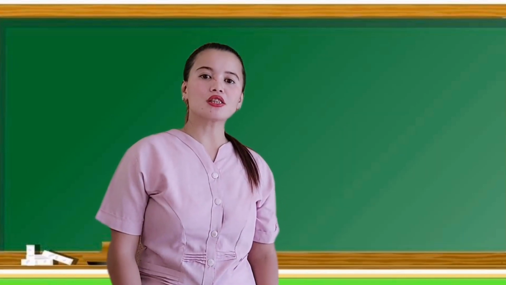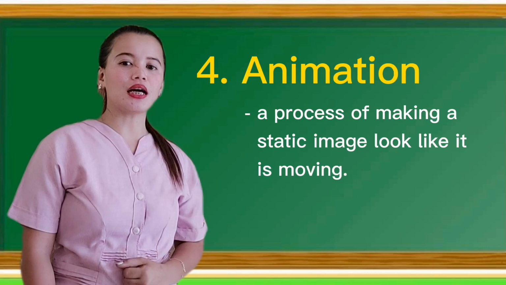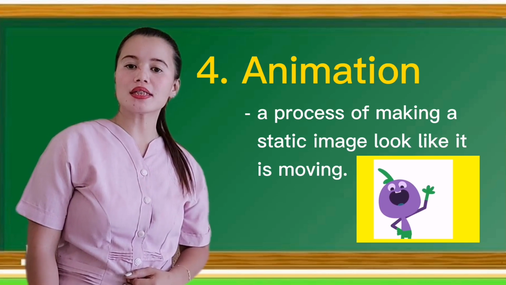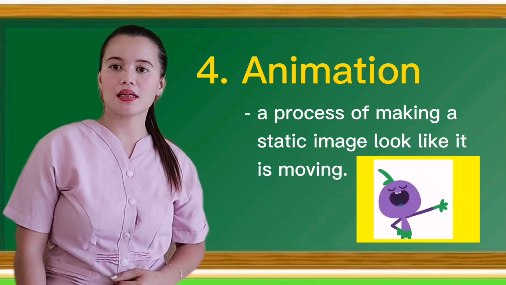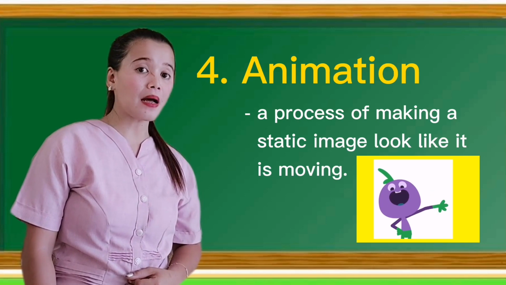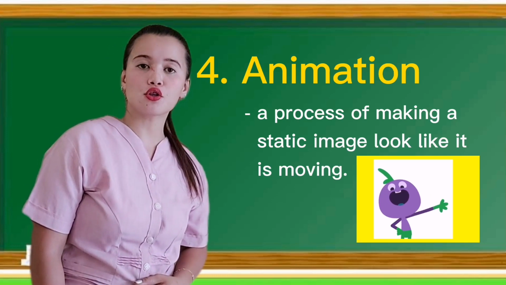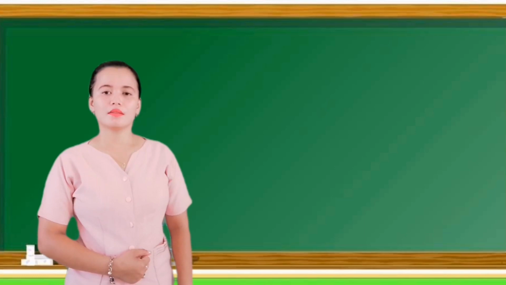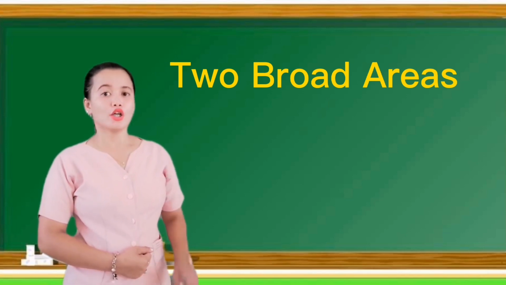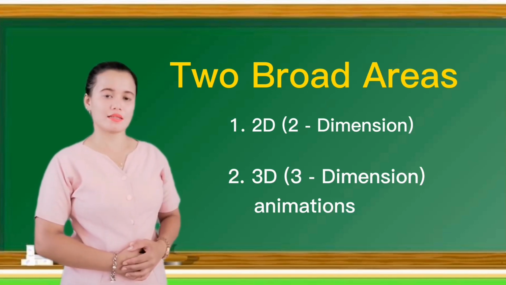The fourth main element of multimedia is animation. Animation is the process of making a static image look like it is moving. It is the most creative and fun multimedia element. It is known as a technique of photographing successive drawings or positions of puppets or models to create an illusion of movement when the film is shown as a sequence. Digital animation can be categorized into two broad areas: 2D or two-dimension and 3D or three-dimension animations.